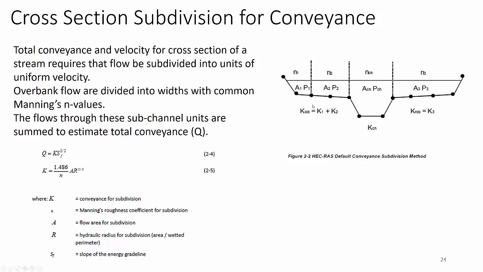And you can calculate K's for those. K equals 1.486 over n times A R to the 2/3. We've seen this before. A is the flow area for the subdivision. R is the hydraulic radius. It's area over wetted perimeter. S sub F can then be calculated once we know K and we know Q, and then we can calculate the slope of the energy grade line.